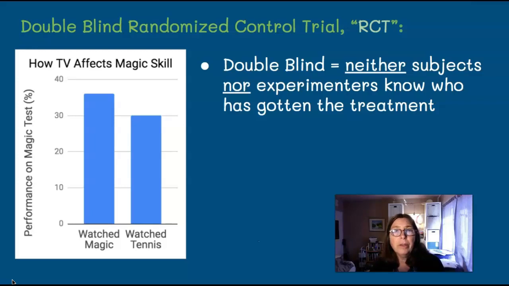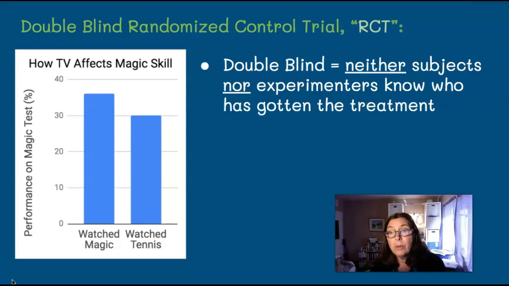Hard to do with our experiment. Fairly easy to do in medicine. You use a placebo and you don't know who's getting the placebo and who's not. Even the experimenters don't know. They all have numbers on them that go back to some code somewhere that a third party will match at the end of the experiment.